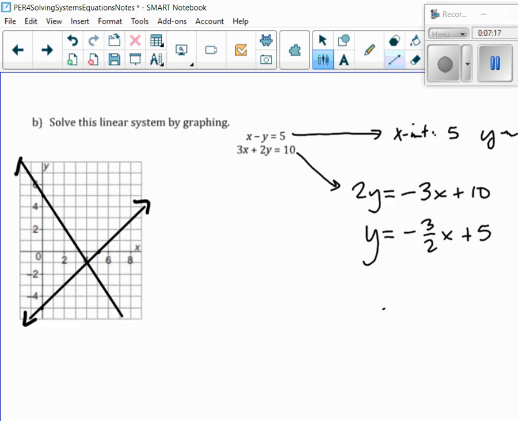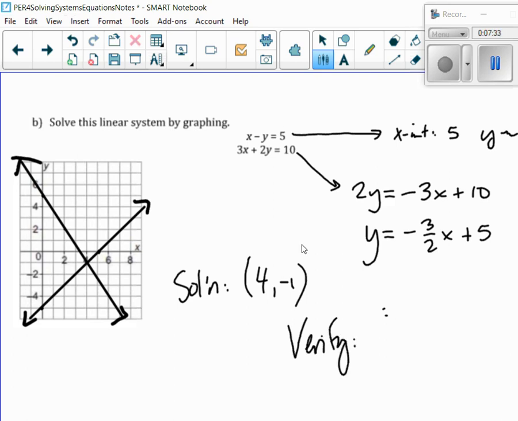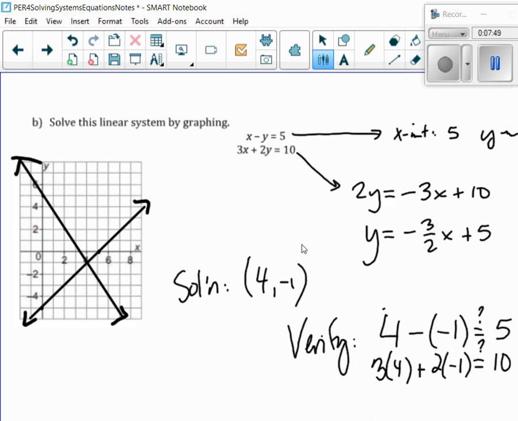Okay, looks like it intersects at, what's my solution? 4, -1. And how do I check to see if I'm right? Yeah, I'm going to verify it. Verify. So 4 subtract -1. Does that equal 5? Yeah. And then 3 times 4 plus 2 times -1. Does that equal 10? Well, let's see.